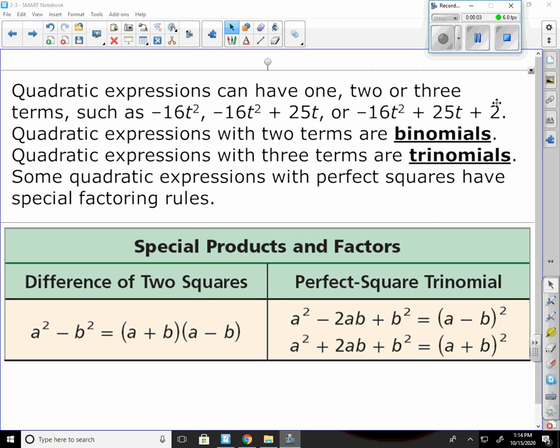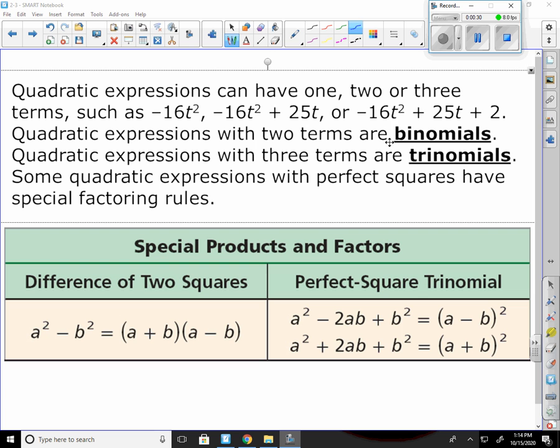Looking at quadratic expressions, they can have any number of terms, 1, 2, or 3, such as negative 16t squared by itself, or we could have negative 16t squared plus 25t, or we could have negative 16t squared plus 25t plus 2. Quadratic expressions with two terms are binomials.